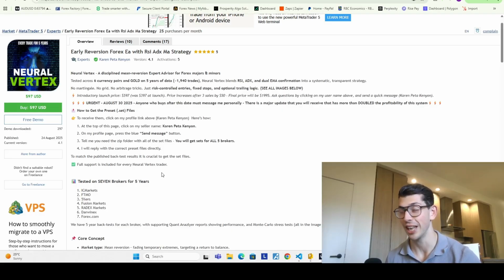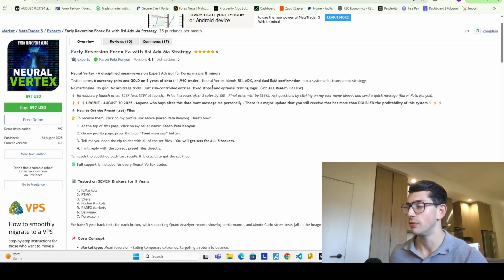So I would guess that likely it has an RSI trigger with ADX and MA filters. That's a very valid form of technical and more indicator-based strategy, particularly as this appears to primarily be running on currencies. He's saying that it's mostly running on 6 currency pairs and gold on 5 years of data, and it blends RSI, ADX, and dual EMA.